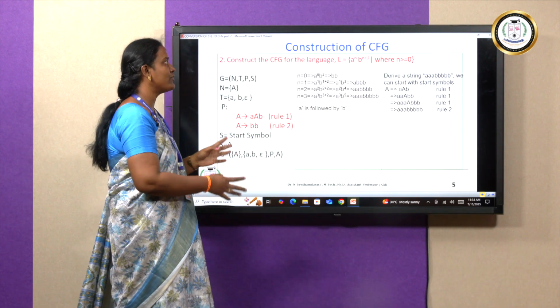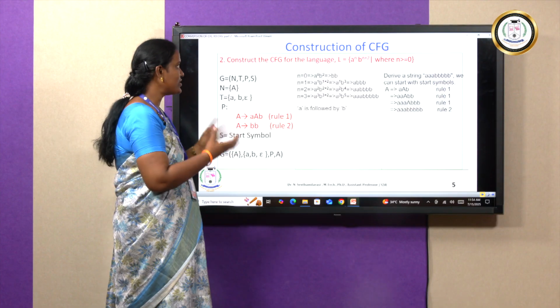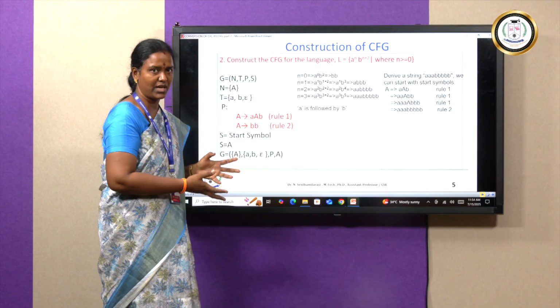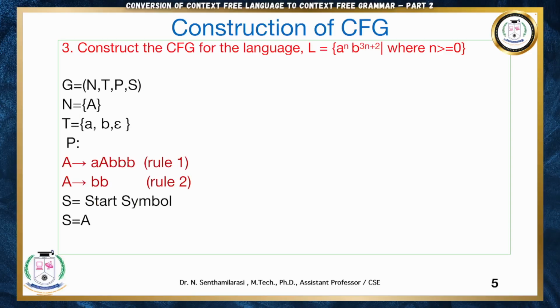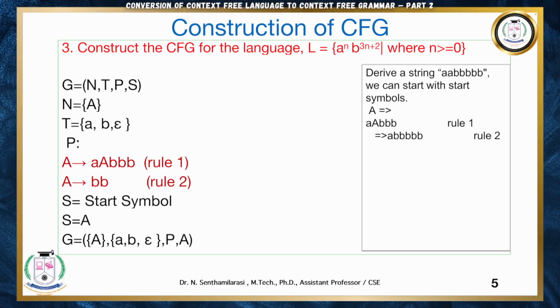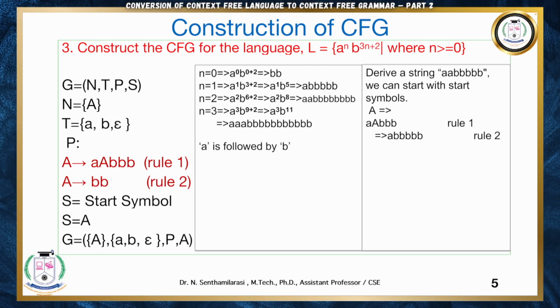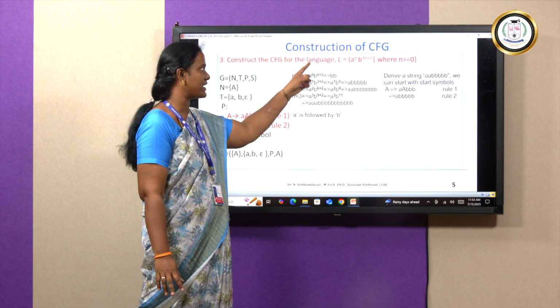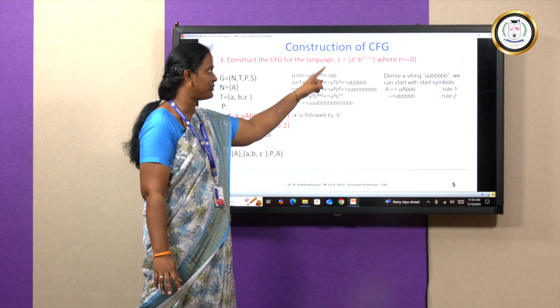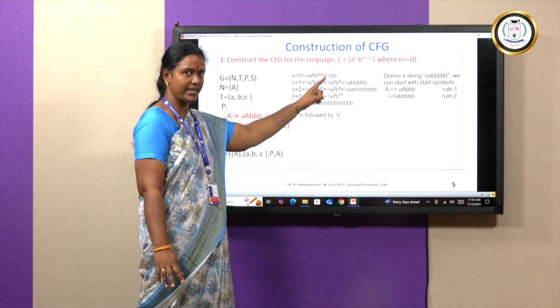So this is how you need to convert the context free grammar for this particular language. So we will see the next problem. Our next problem is a combination of addition as well as multiplication. I have taken this problem, where I am going to construct the CFG for the language L equal to a power n, b power 3n plus 2, where n is greater than or equal to 0.